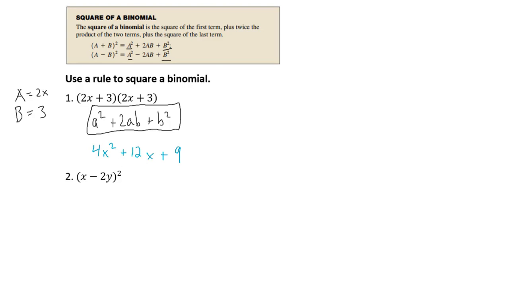Now, if you don't want to memorize this rule, that is perfectly fine. You can always just multiply it out the way we've done it on previous slides. So it's 4x squared plus 6x plus 6x plus 9. And as you see in the middle, you get the 12x. So you end up with the same exact trinomial. It's just a faster way, especially if you're a STEM major where you're going to be seeing a binomial squared a lot.